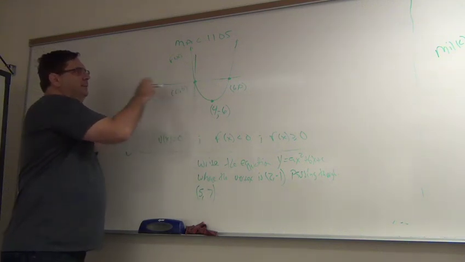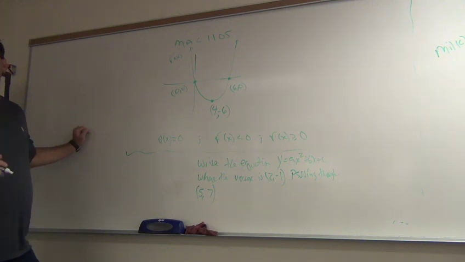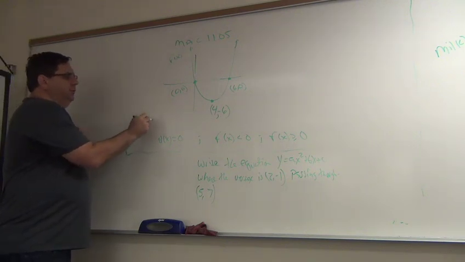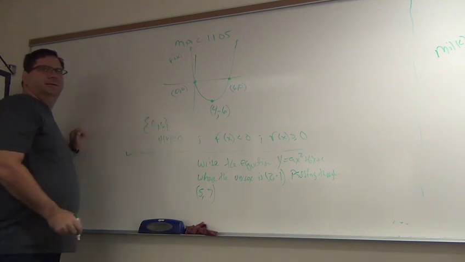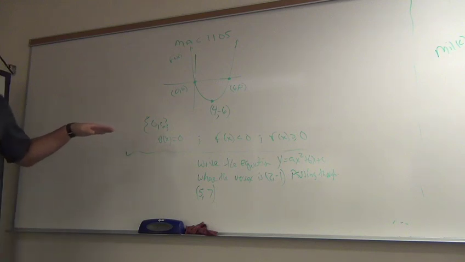All right. Here we go. When is f of x equal to 0? When is f of x equal to 0? Curly bracket 0, union, curly bracket 6. How about we just do curly bracket 0, 6, curly bracket? Okay. Same thing.